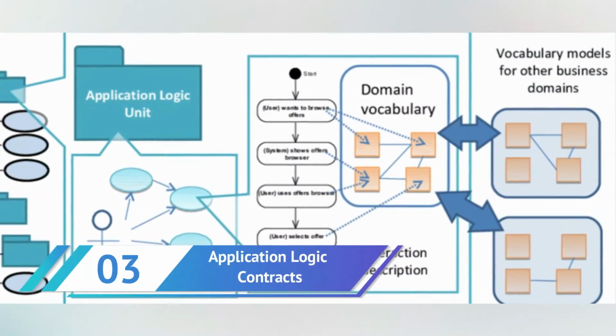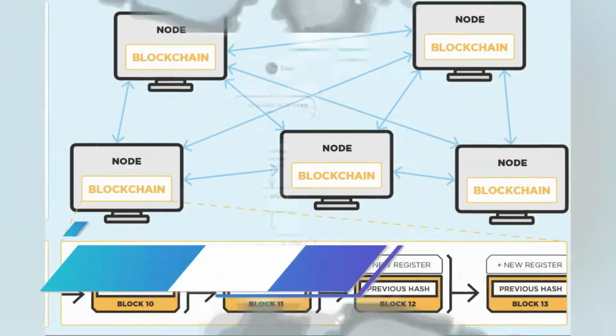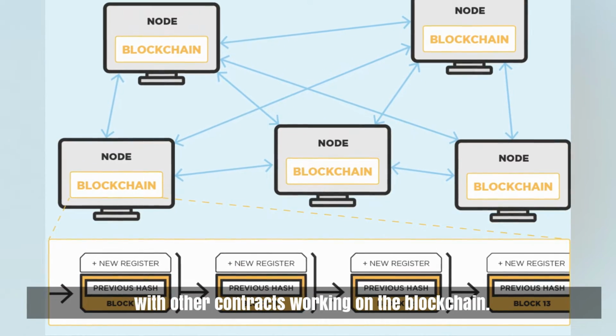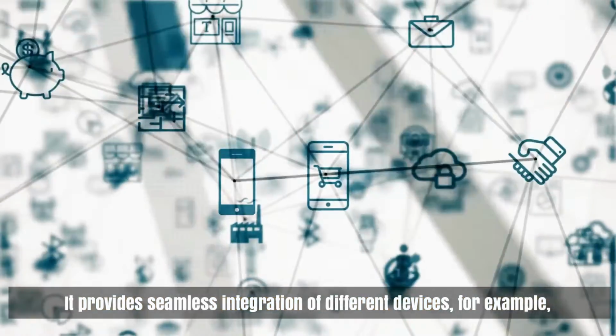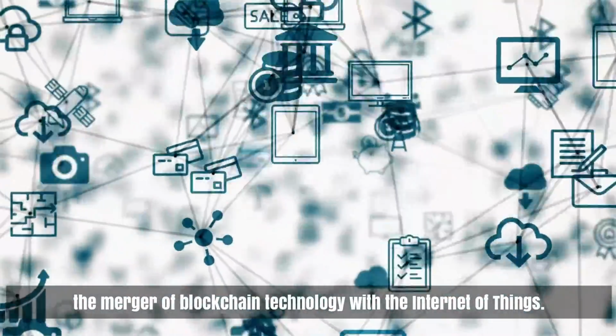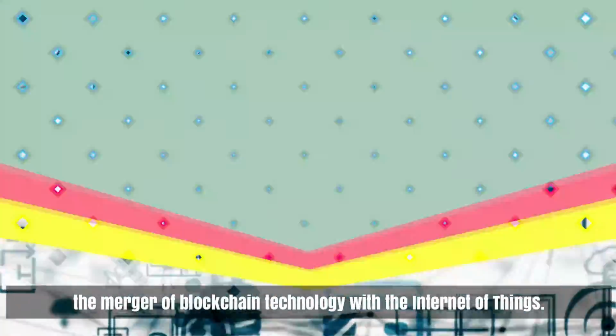Number 3. Application logic contracts. These contracts contain an app-based code that is synced with other contracts working on the blockchain. It provides seamless integration of different devices, for example, the merger of blockchain technology with the Internet of Things.